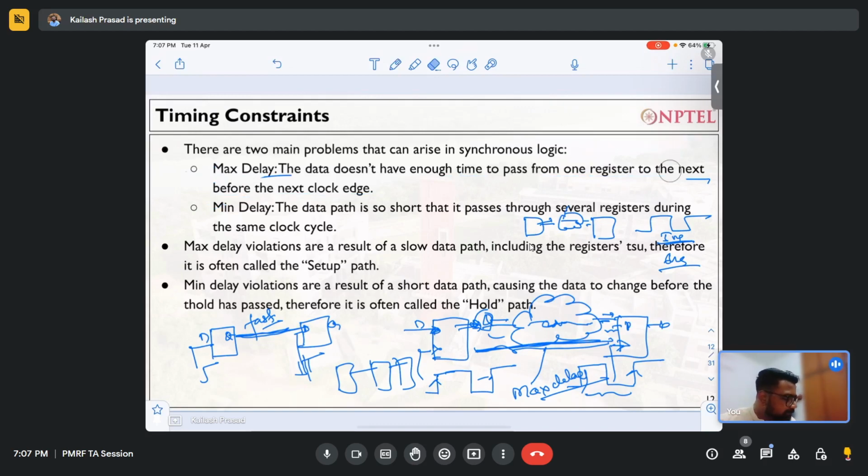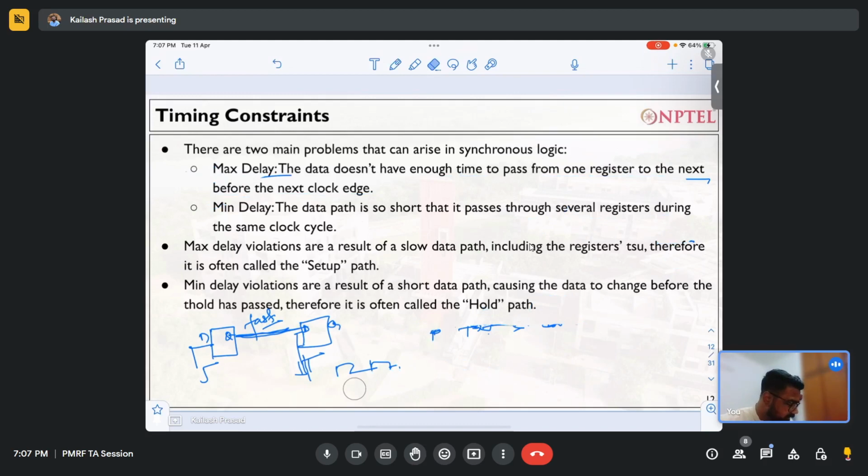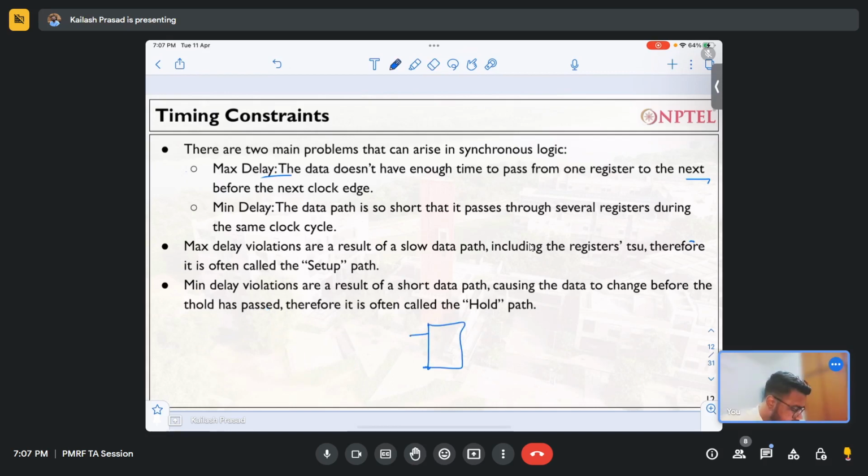But there is one very famous interview question which I am going to ask, and you should tell me the answer immediately. I have two flops. I'm repeating the question. These are two D flip flops. This is D, this is Q, this is D, this is Q, and this is the path between them, some combinational path. And there is a hold violation over here. What do you mean by hold violation?